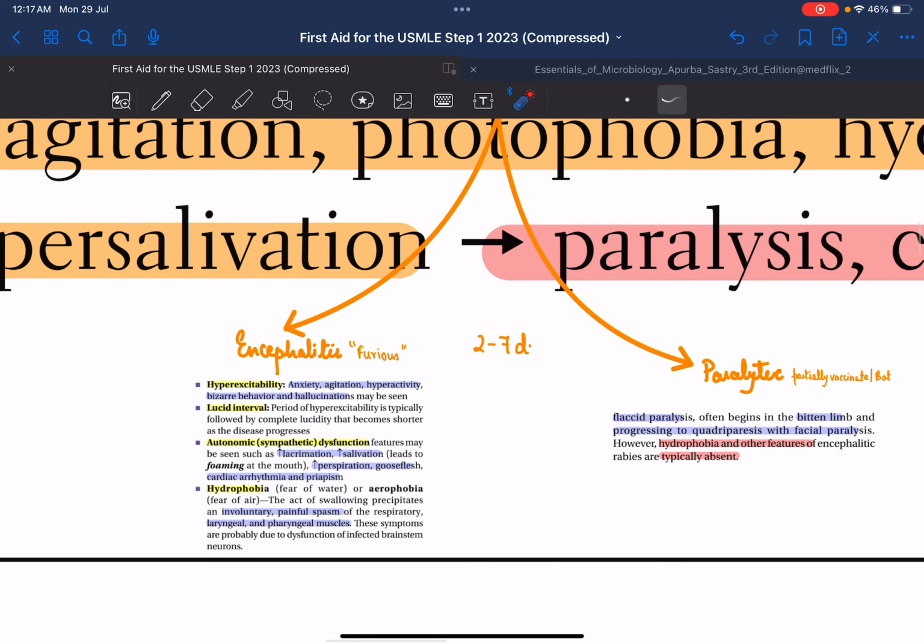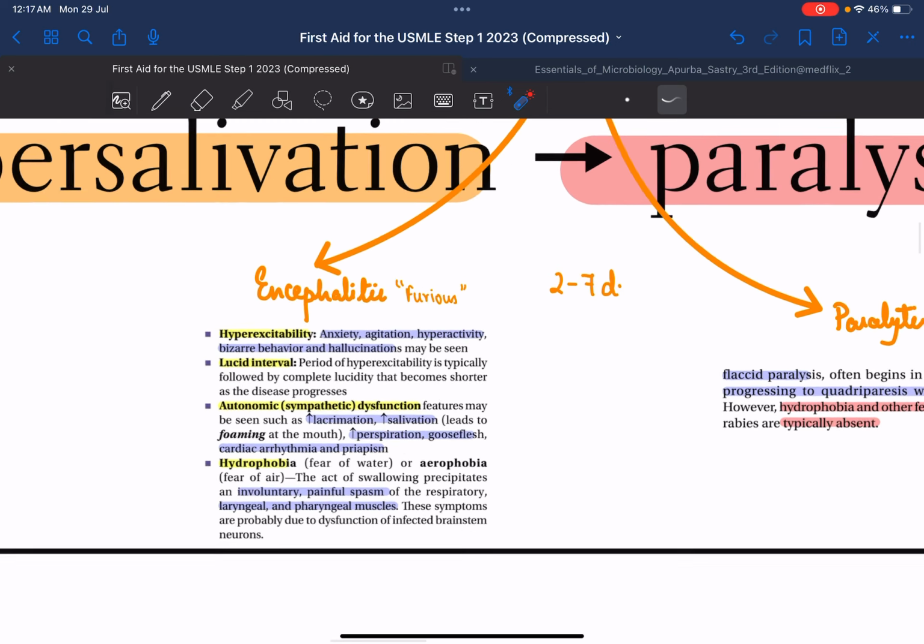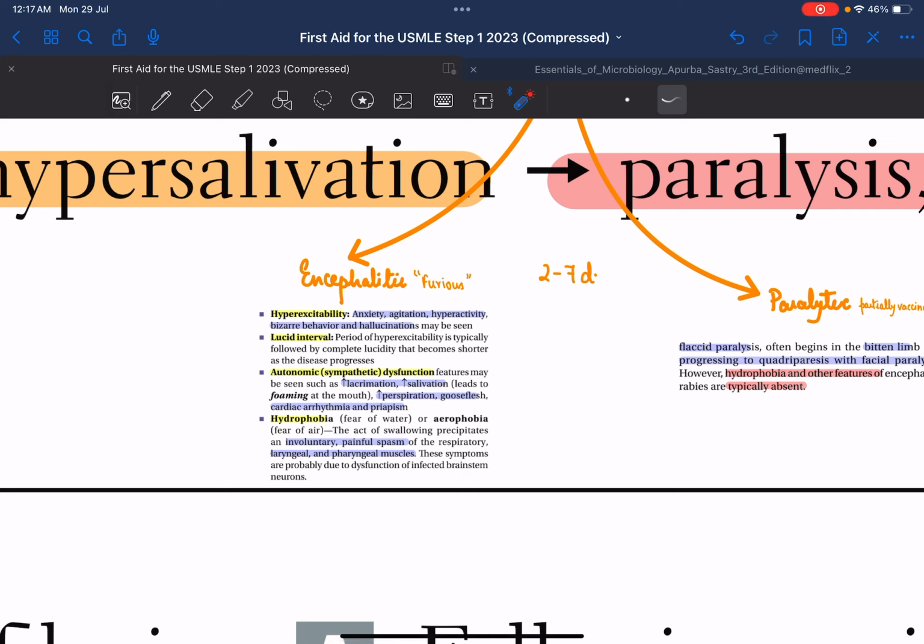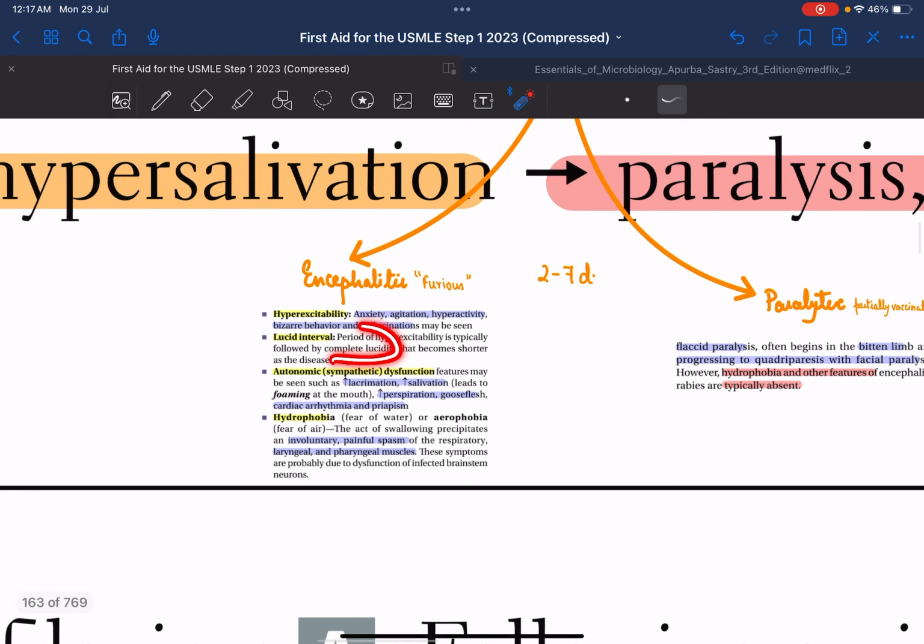The encephalitic is also known as the furious rabies. It is characterized by 4 things: hyperexcitability followed by a lucid interval, continuing to autonomic dysfunction, and finally hydrophobia or aerophobia. Hyperexcitability involves anxiety, agitation, hyperactivity, bizarre behavior, and hallucination. After this hyperexcitability, the patient has a period of complete lucidity.